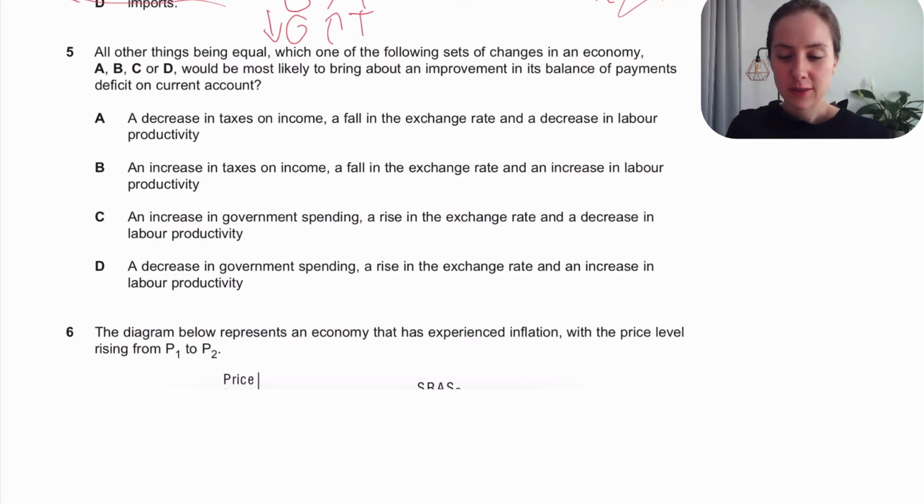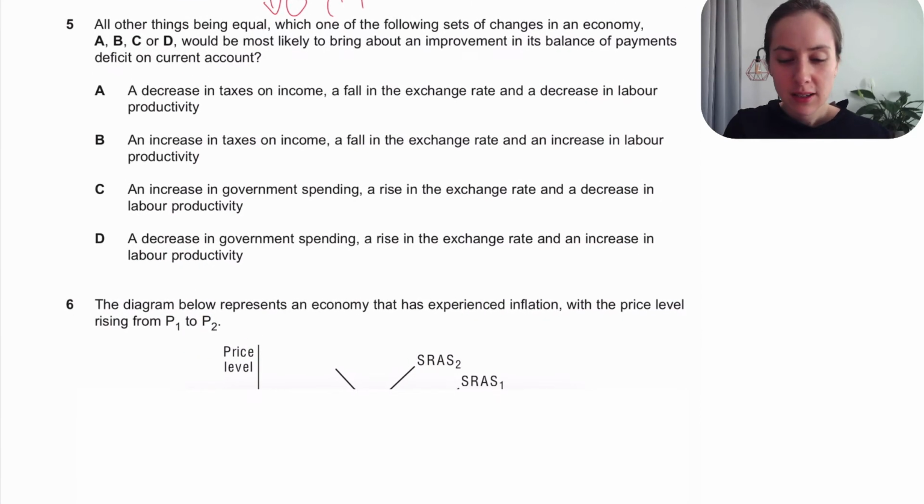Which of the following sets of changes in an economy would most likely bring about an improvement in its balance of payments deficit? Right, so the balance of payments deficit means X is smaller than M. And we need to improve that. So we want more X and less M. So we're looking for decreased taxes on income.